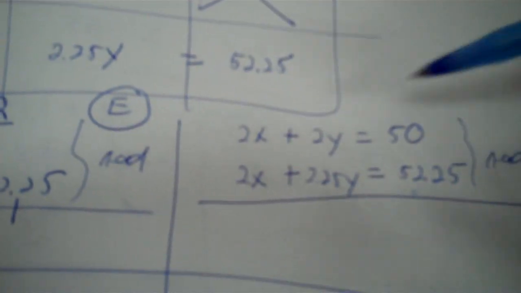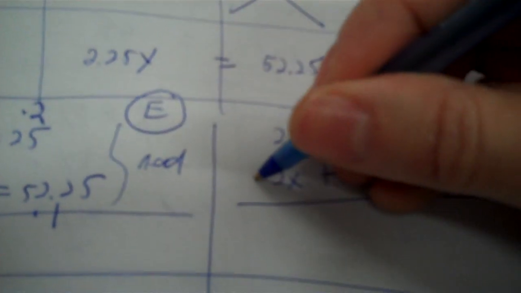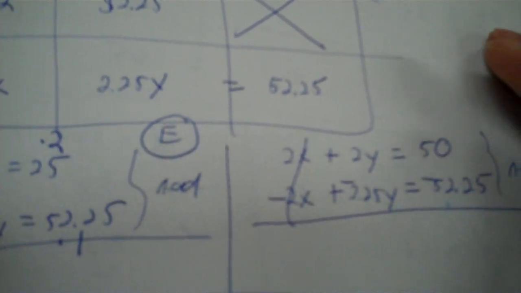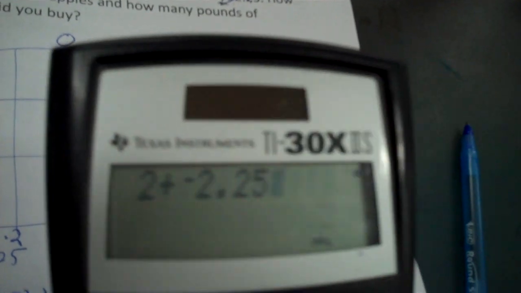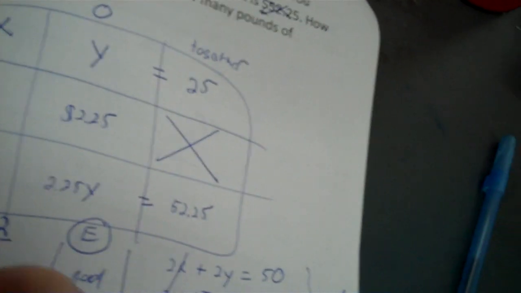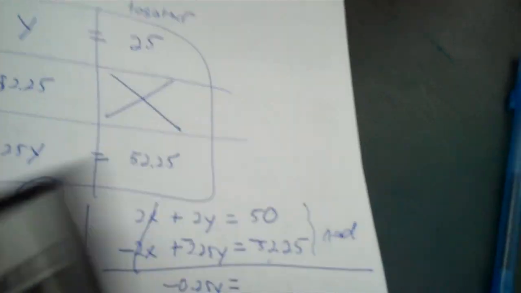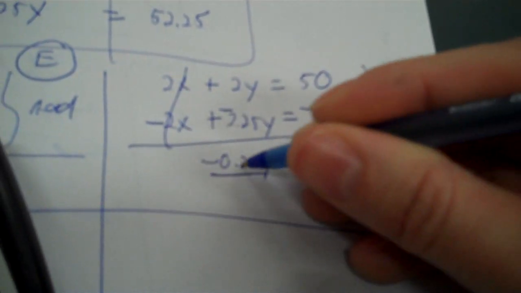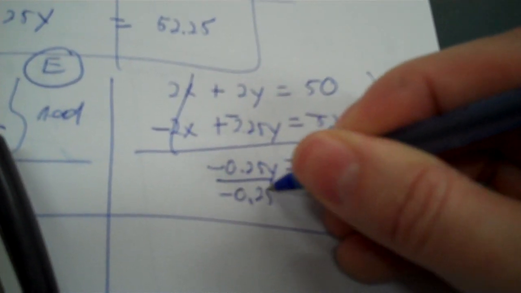Now set up the adding again. Now that's 4x, but at least now we have the same number, so if I go negative, they will now add to 0, but then I got to make that negative and that negative. So I add 2 plus negative 2.25. You need to put that entire decimal, negative 0.25y. Then I take 50 and add negative 52.25, and that's negative 2.25. And when I divide, I got to divide by the whole decimal, negative 0.25.